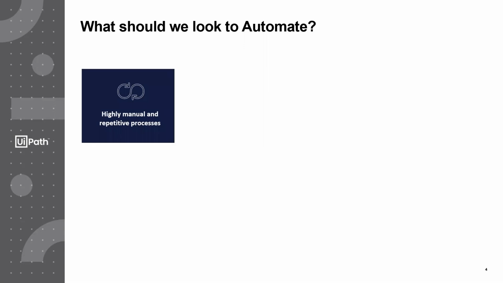So typical characteristics of processes which we should first consider to automate is to look into highly manual and repetitive processes. Very important, it should be highly manual. If it's not manual, it's already automated. So there's no point in choosing the processes which is not manual. And it should be highly manual. Okay, and repetitive, of course.